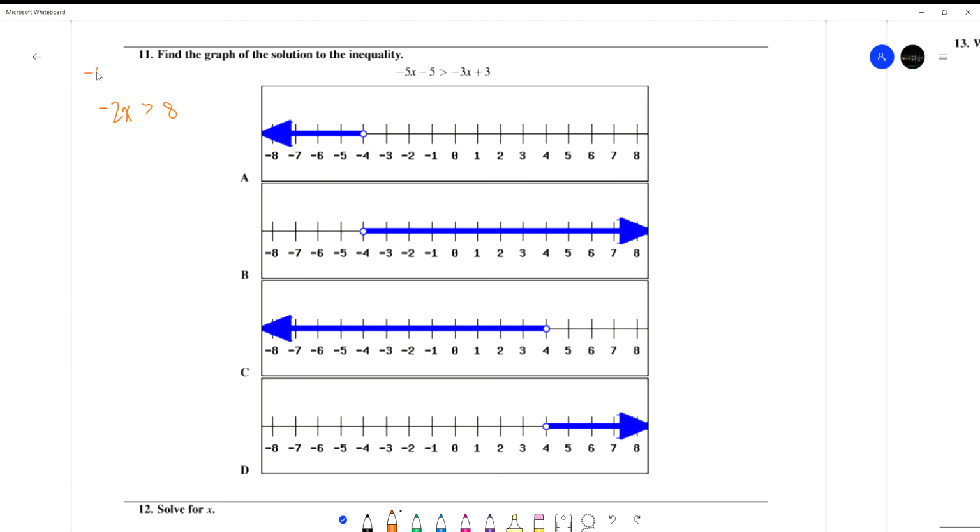In case you were wondering, here's the step before. Plus 3x greater than 3 plus 5. So now we can divide both sides by negative 2, right? And when you divide by negative 2, you have to remember the inequality sign flips. So this greater than becomes a less than. 8 divided by negative 2 is negative 4, right? And the graph of that would look like an open circle at negative 4. Less than means towards negative infinity, so that is answer choice A.